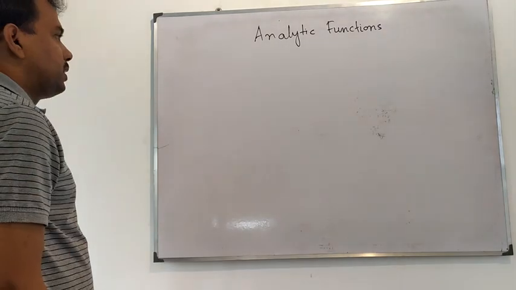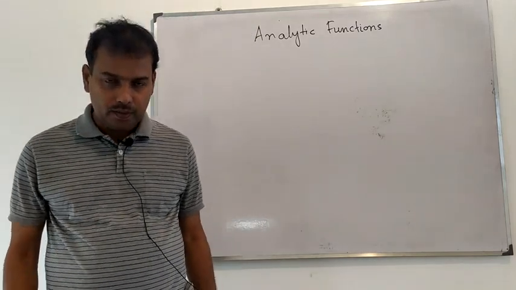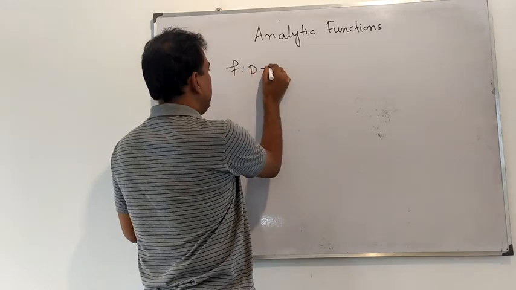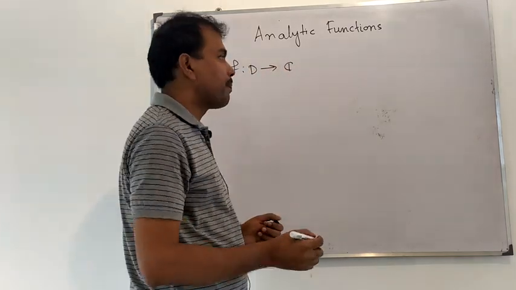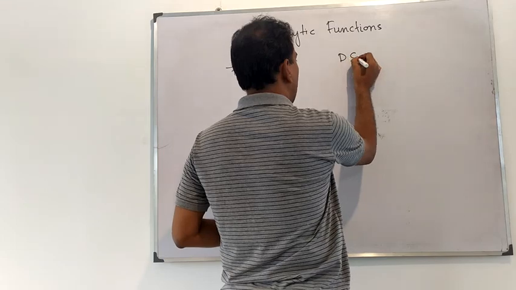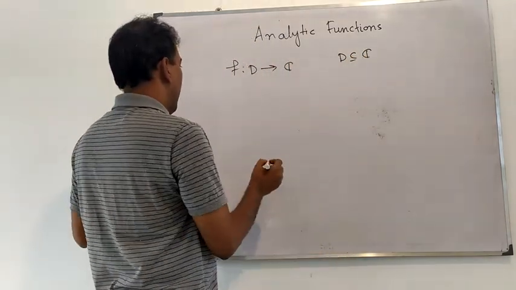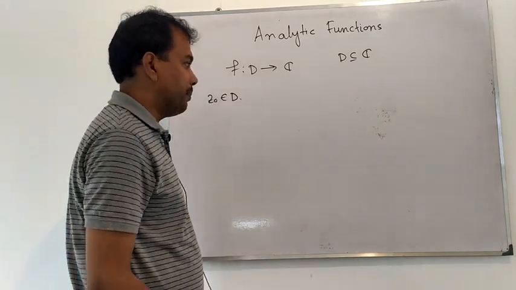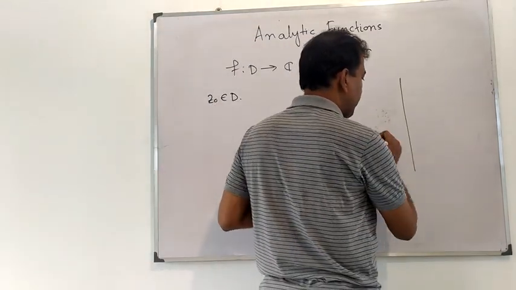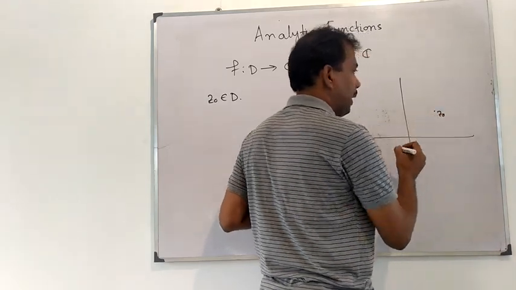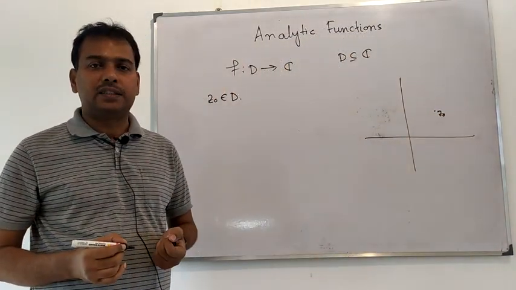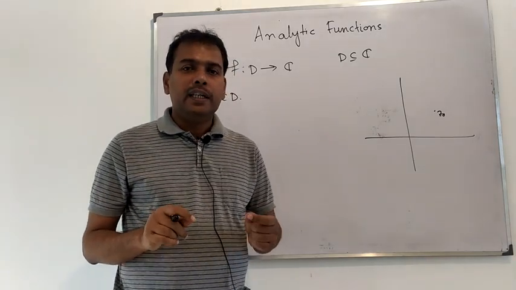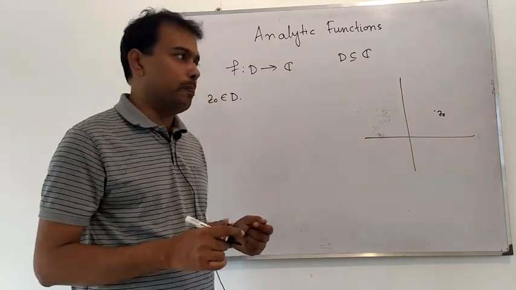Today our topic is analytic function. Let f: D → C be a complex function where D is a subset of C, and z0 be a point of D. Then f is said to be analytic at z0 if f is differentiable in some neighborhood of z0.